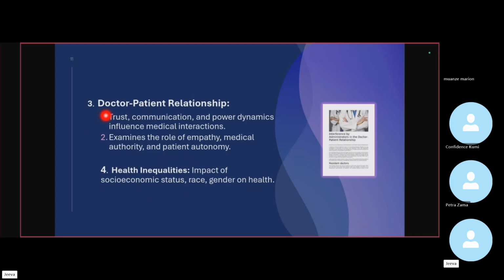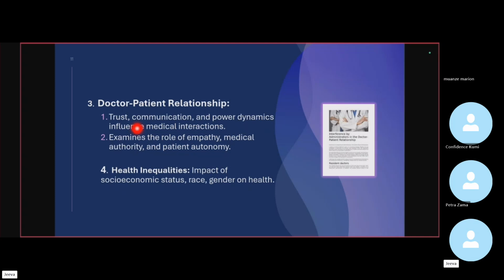Third one is the development of a doctor-patient relationship. As I told you, when a patient approaches any hospital, obviously the patient has to communicate with the doctor. So there should be trust build-up. There should be proper communication between the healthcare provider as well as the patient. And there should be a power dynamic influence for the medical interactions also.